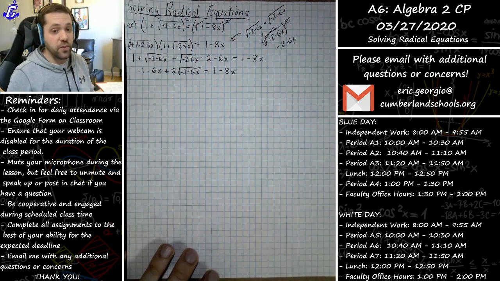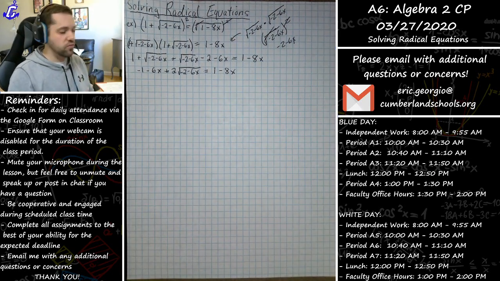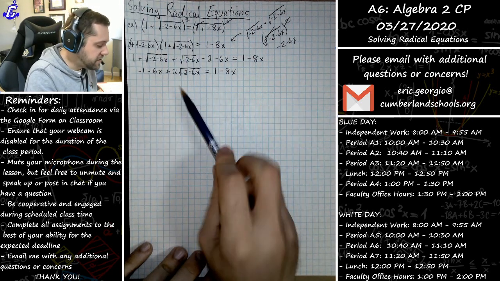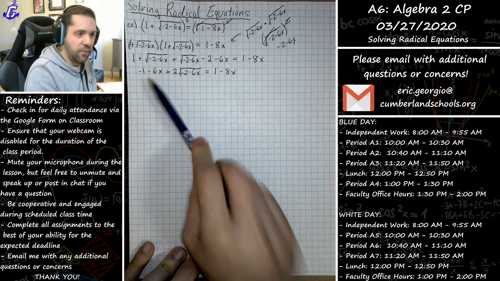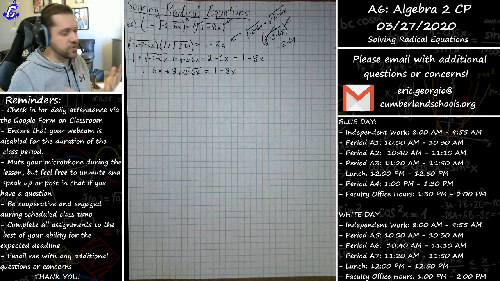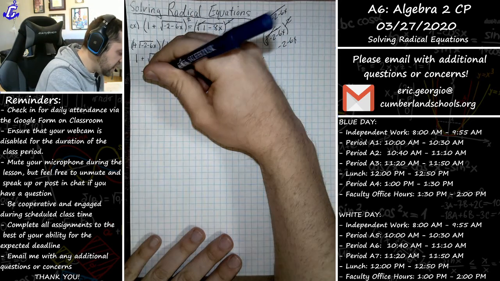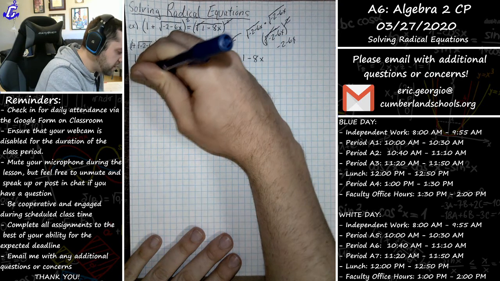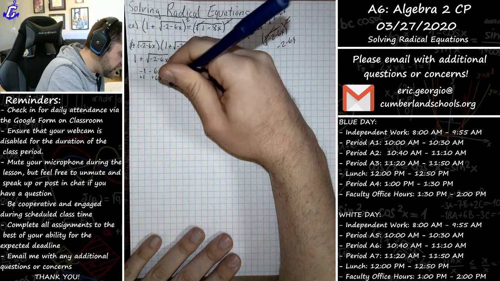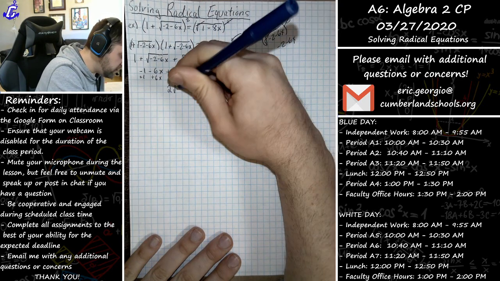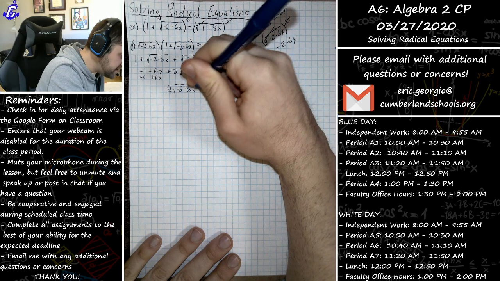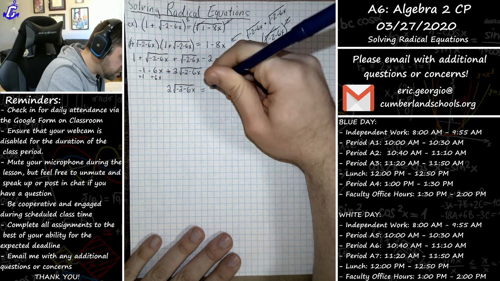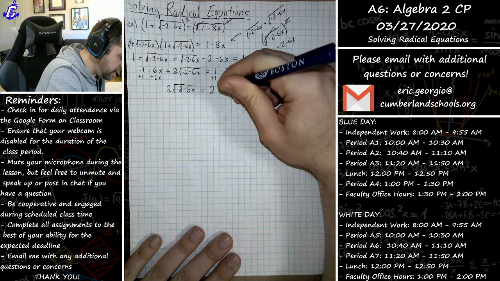Now, if you've noticed, I've taken my 2 radical problem and reduced it down to 1 radical. So I want to just isolate that radical and square both sides again. I'm going to add 6x to both sides. I'm going to add 1 to both sides. We get 2 times the square root of negative 2 minus 6x is equal to 2, that's 1 plus 1, and then minus 2x.